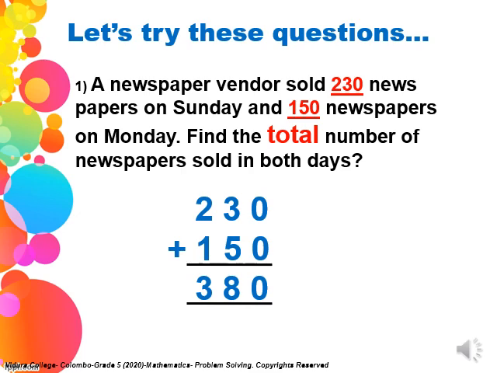See the word total, so that means you have to add the given numbers to find the total number of newspapers. So you don't want to write the statements, just write the numbers 230 and 150 and place the plus sign and do your addition. The answer is 380.